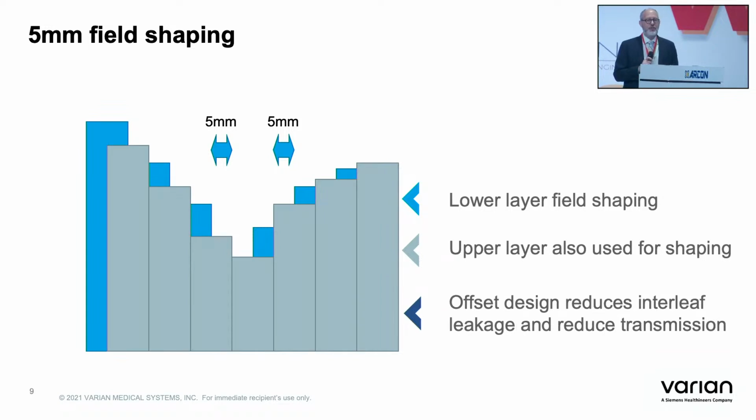So here you can see the schematic of that MLC. We can see how the leaves are shifted over. So the leaf width is 1 centimeter, but with the overlap, we're able to achieve a resolution of 5 millimeters.